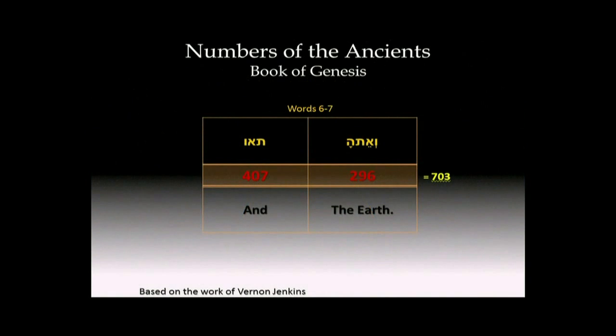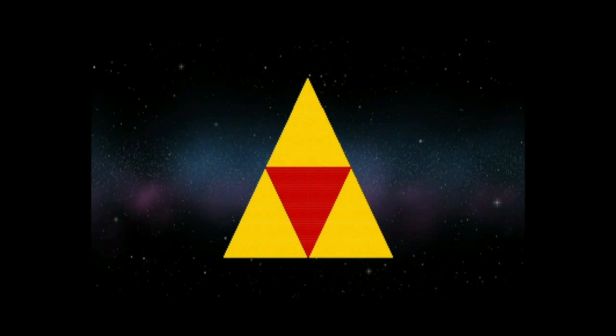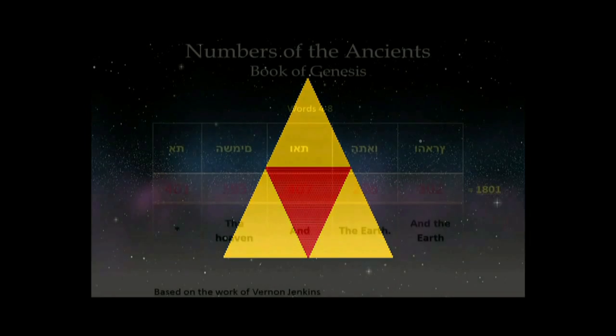And in the next one, words 6 and 7, "and the earth," have a numerical equivalent of 703. And in this graphic, you see a 703 triangle inset in the original 216 outline triangle. But one of the things to note is that all of the resultant 3 yellow triangles that you see all have 666 units each, which I thought was pretty interesting.